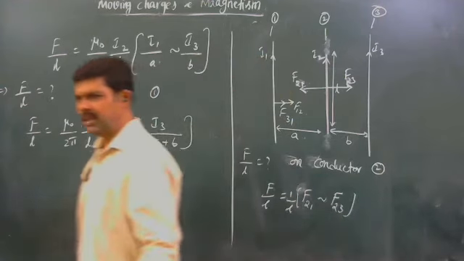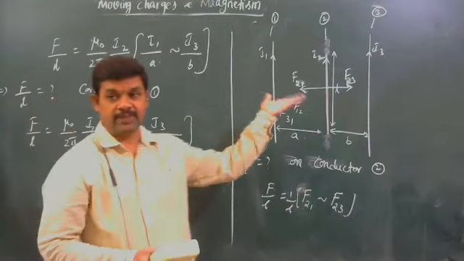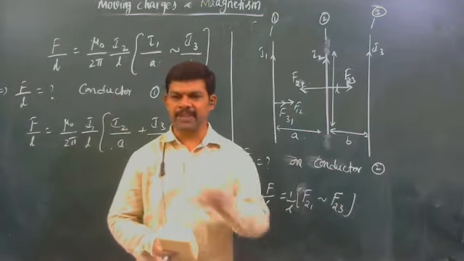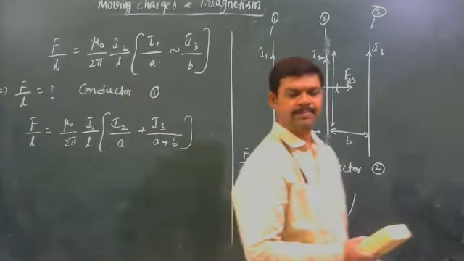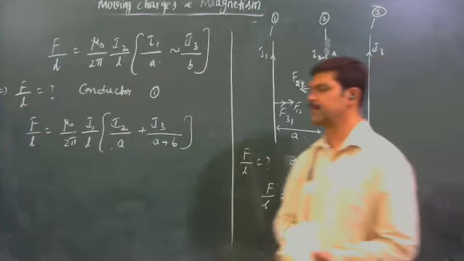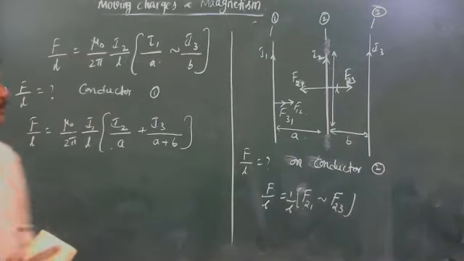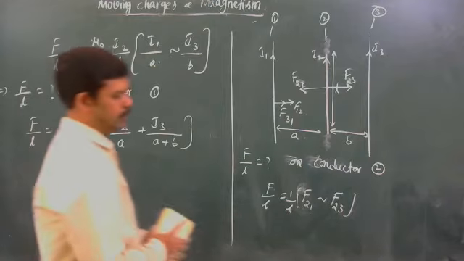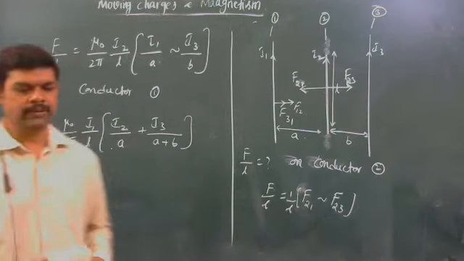You write it down. Whenever it is given, see the directions of currents. Depending upon the direction of currents, you take the direction of the force and then take the vector sum. That's it. Write down for the third conductor also, as homework.